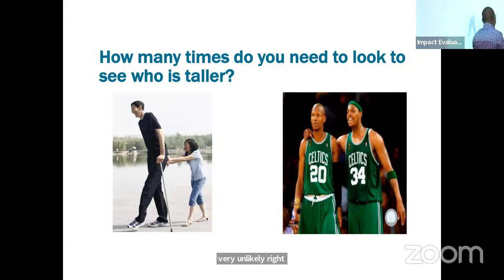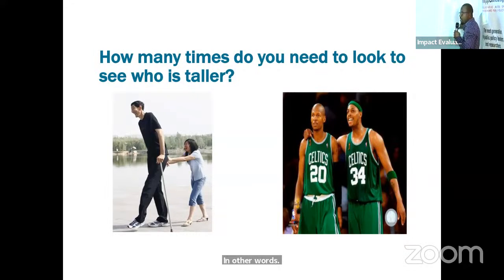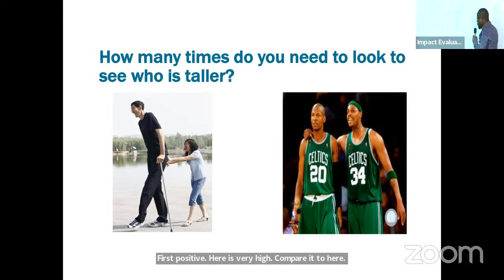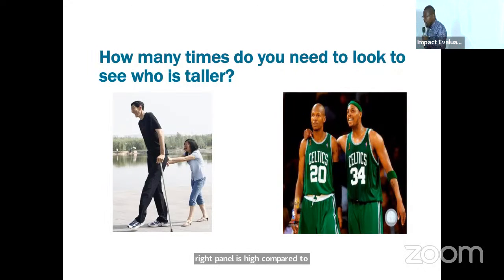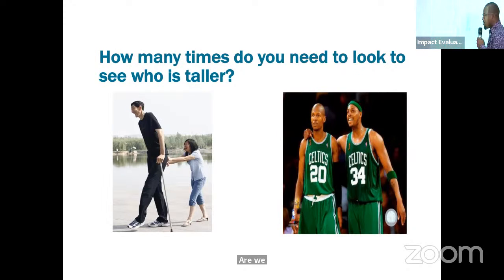But here, very unlikely you can make a wrong diagnosis. In other words, false positive here is very high compared to here. Are we together? False positive on the left, on the right panel, is high compared to false positive on the left panel. Are we together?